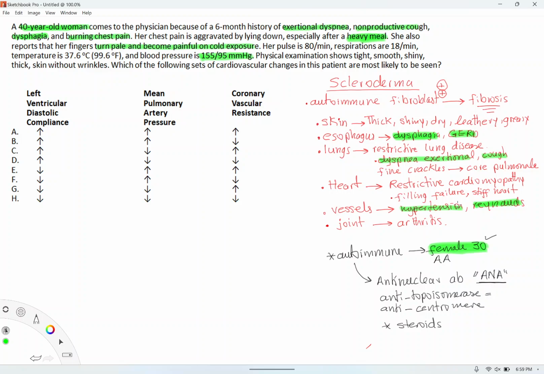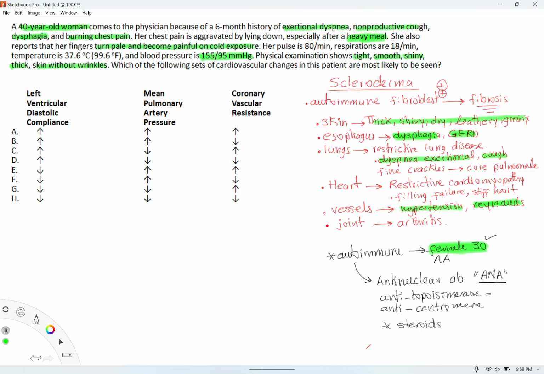Physical examination shows tight, smooth, shiny, thick skin without wrinkles, and that is the skin component. So here you go. They talk about everything except the heart. Which of the following sets of cardiovascular changes in these patients are most likely? They want to know about the heart. I get it.